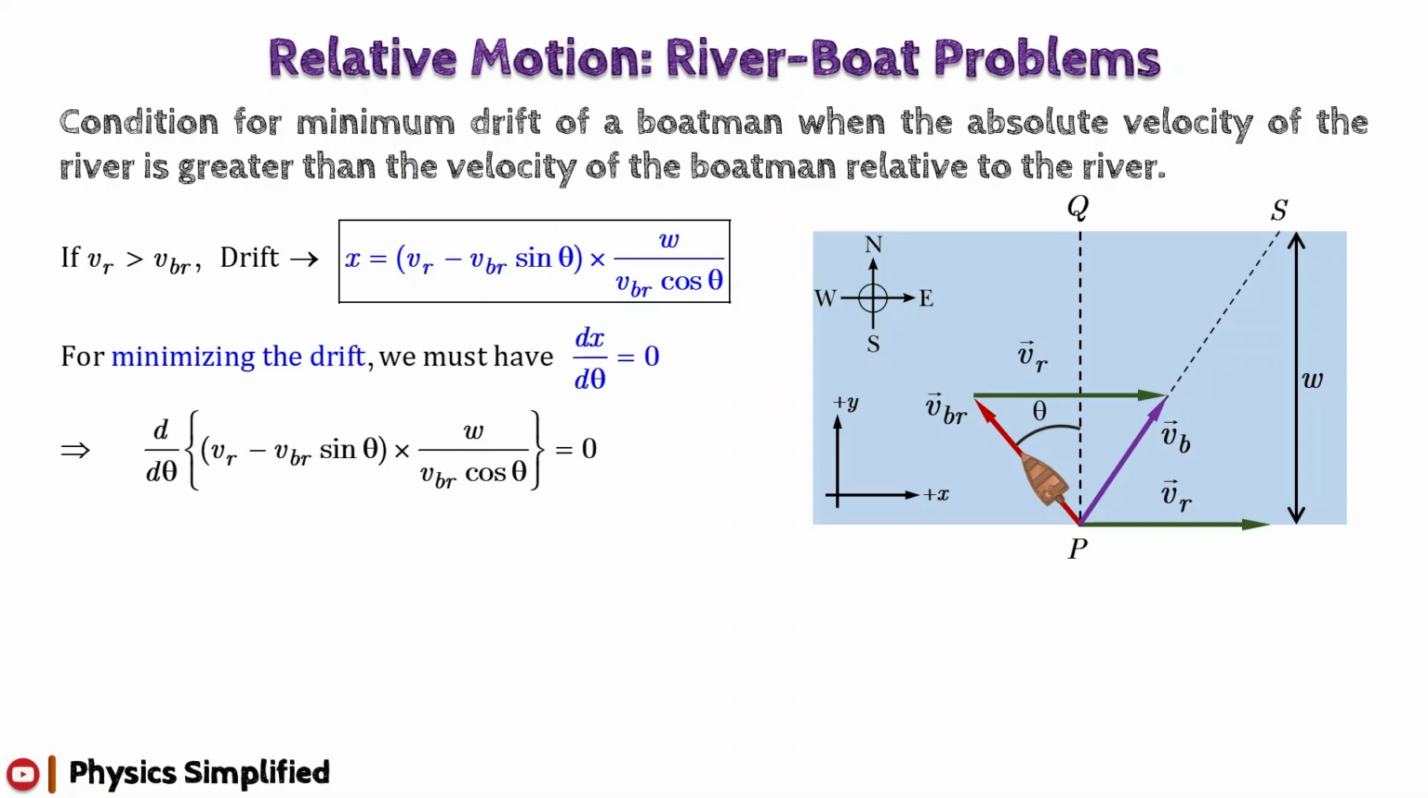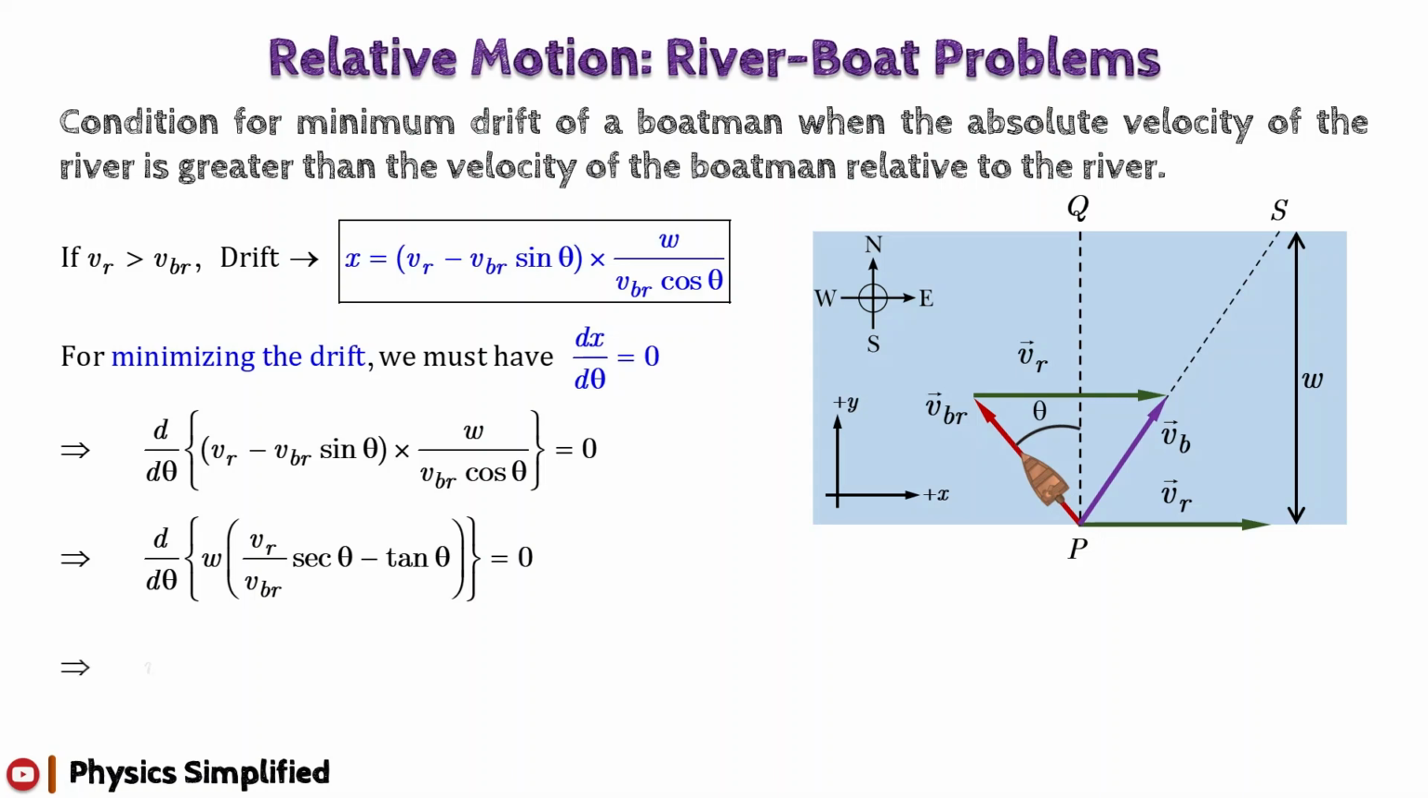We know that 1 by cos theta is equal to sec theta, and sin theta by cos theta is equal to tan theta. So, rearranging the equation we get d by d theta of w times (v_r / v_br sec theta − tan theta) is equal to 0.